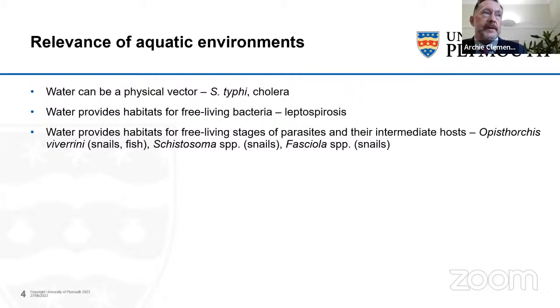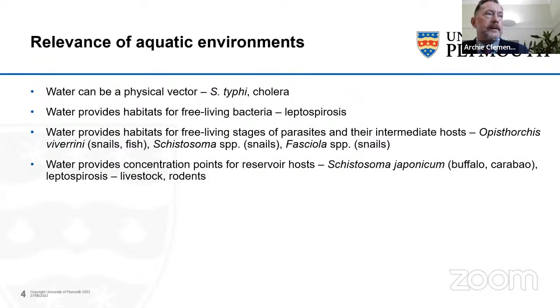Another one is Schistosoma species. There's Schistosoma japonicum in Asia and the Schistosoma species in Africa that have a snail intermediate host, and that's an aquatic snail. And so the aquatic environment is essential for the life cycle of this pathogen. And then there's another one called Fasciola, which is a really important disease both in livestock farming and also in humans, that has an aquatic snail as its intermediate host.